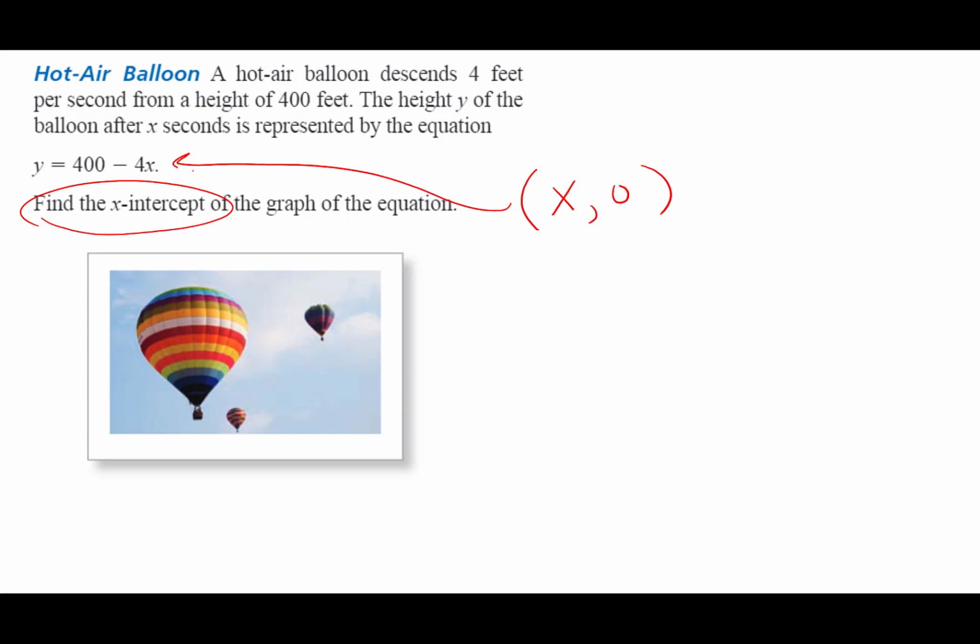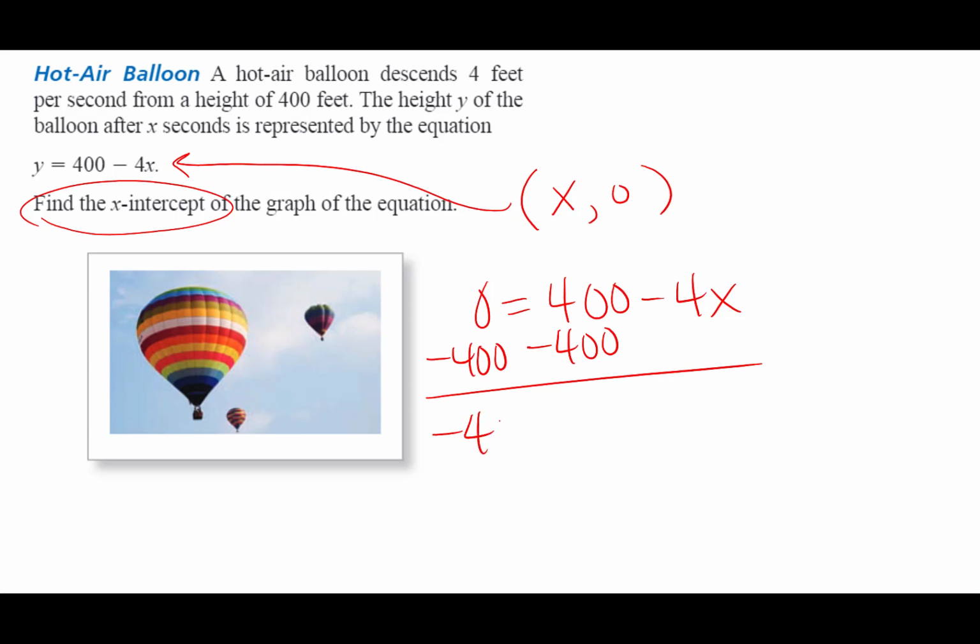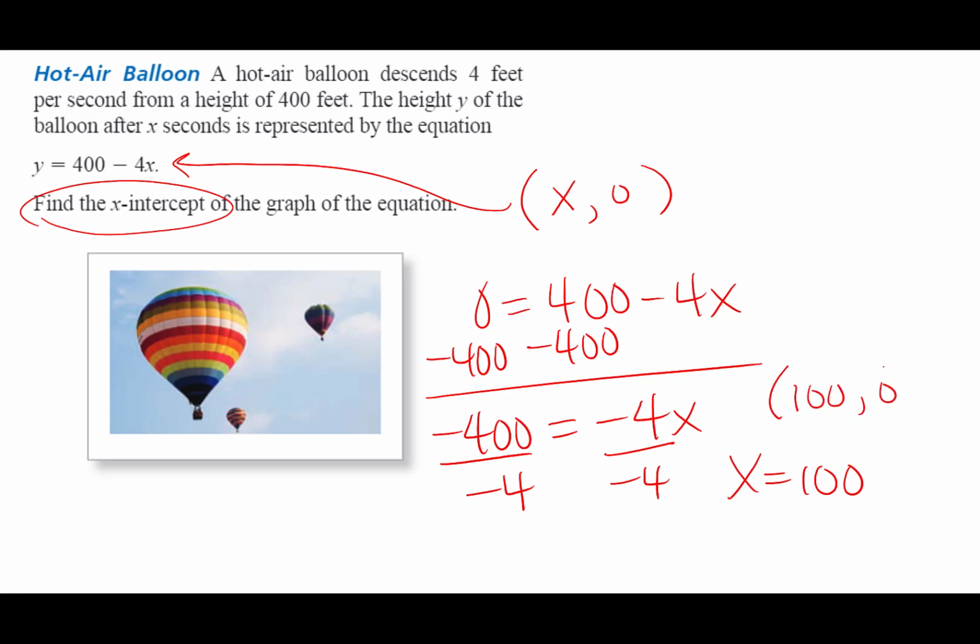We'll do the same thing as the previous problem, except this time we'll put a 0 where the y value is. So 0 = 400 - 4x. I'm going to subtract 400 from both sides: -400 = -4x. Divide both sides by -4, and x = 100. The question asks for the x-intercept, which is always an ordered pair. So x is 100 and y is 0, and that's your final answer.